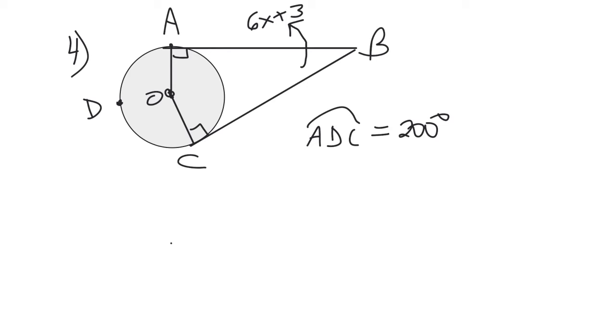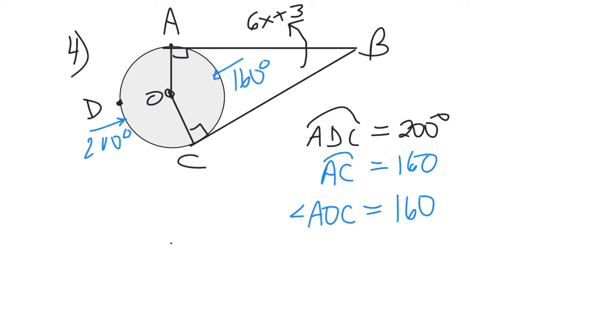In this problem, we have a circle with center point O, and we have two tangent segments. The reason I know they're tangent segments is that they intercept the circle at a 90-degree angle to the radius. That's what makes them tangent. And we are also told that this major arc, more than 180 degrees, which requires 3 letters to say what we're talking about, ADC, is equal to 200 degrees. And also that this angle out here, angle B, is 6x plus 3, and we need to solve for x.